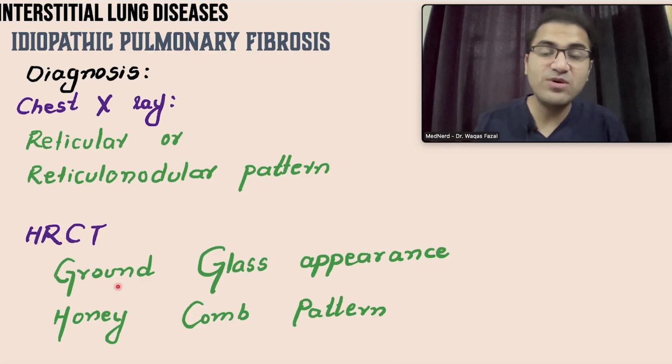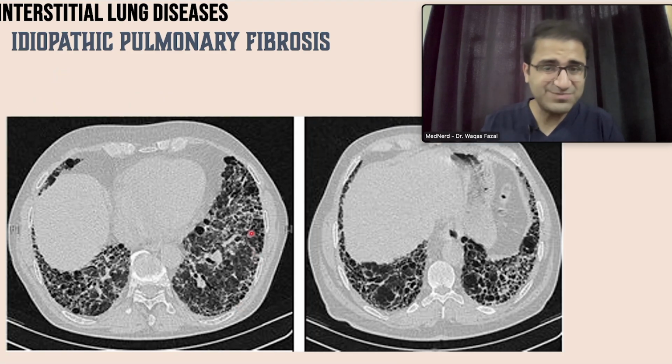On HRCT, you will be able to find ground glass appearance and honeycomb pattern. This is a picture showing honeycomb pattern. This is a classical picture of honeycomb pattern. This is due to destruction of the alveoli. There is fibrosis in the lung. Excessive collagen deposition is causing the lungs to get more white.